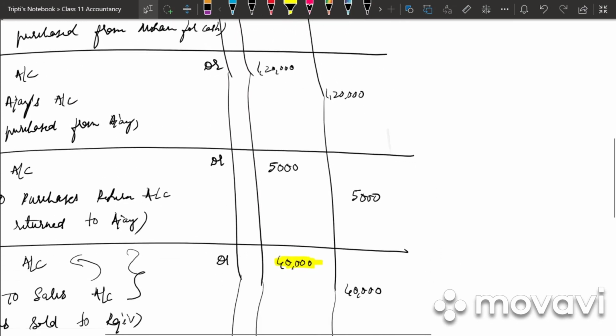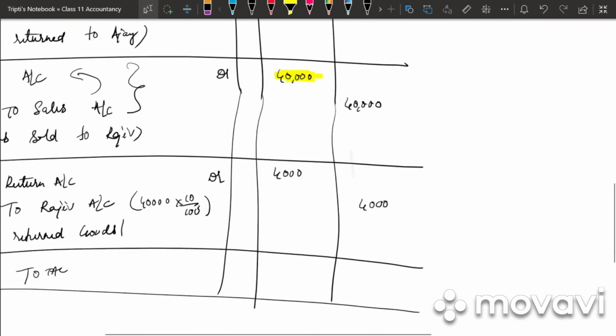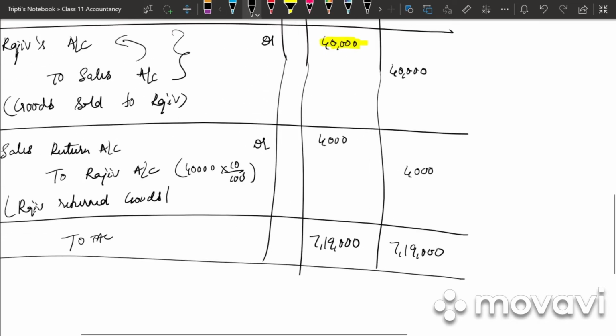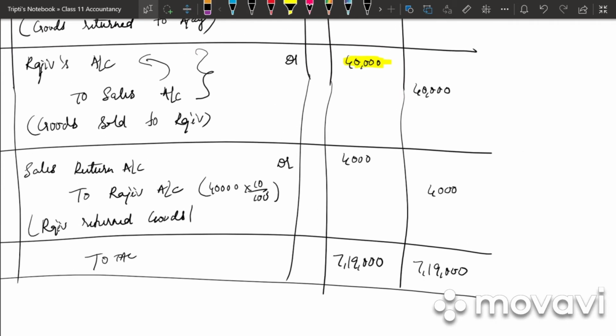5 lakh plus 50,000 plus 1,20,000 plus 5,000 plus 40,000 plus 4,000. Our debit side total is 7,19,000. Total your credit side. Our credit side total is also 7,19,000. Clear? So in this problem there were two new entries, that was purchase return and sales return.